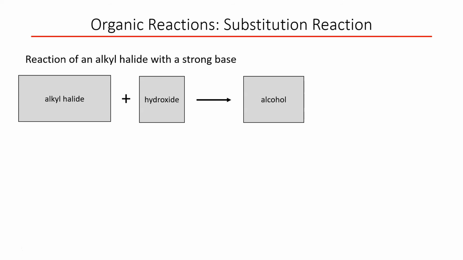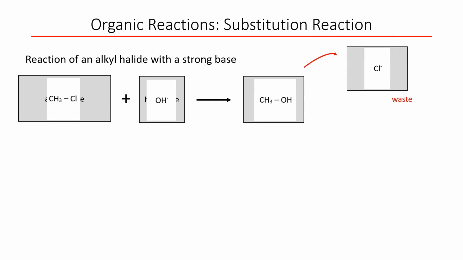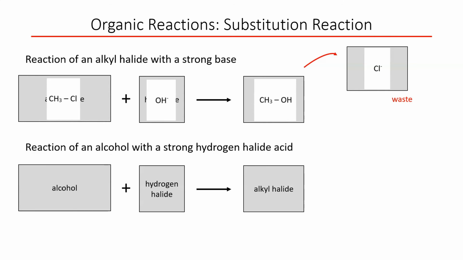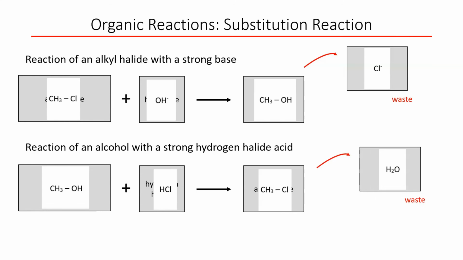I could take an acyl halide and react it with a strong base, and this would give me an alcohol, where the OH would be replaced, and I get a waste of the halide ion. And we could have the reverse reaction with an alcohol reacting with a strong hydrogen halide acid. So for example, with HCl or HBr, and we would get the reverse reaction as to what we just did above, where the OH would come off and we would get a waste of water. And I'd replace the hydroxyl group with a halogen.